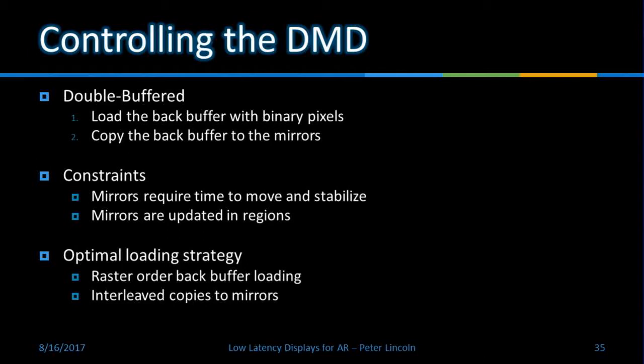But how do we go about controlling a DMD device? Well, a DMD is basically a double buffered device, where you load the back buffer with a series of binary pixels, and then at some point commit all those pixels to the mirrors, and they all flip together. But there's some constraints with this sort of operation because it's a physical system. Those mirrors require a little bit of time to move and stabilize, and the mirrors update in regions of the display. So as a result, the optimal loading strategy for updating this display is basically raster order, top to bottom, back buffer loading, and interleave the commits of those mirrors to the display.